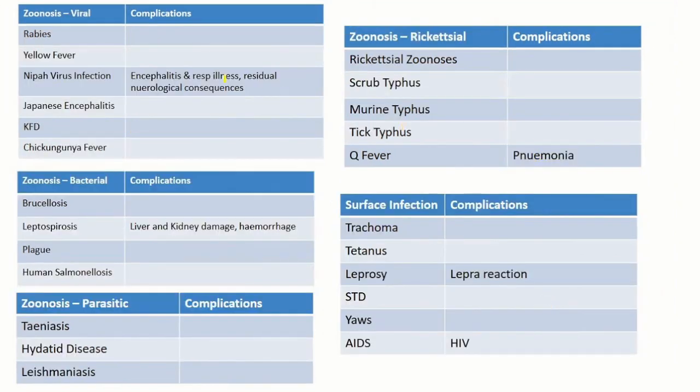And in Nipah virus infection, encephalitis and respiratory illness, residual neurological consequences are the complications of the disease. Leptospirosis, liver and kidney damage and hemorrhage. Q fever, pneumonia is the complication. For leprosy, complications will be lepra reactions and the deformities, which is present in the extremities and in the face.